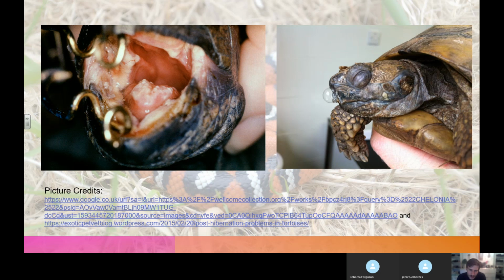But with sort of runny eyes, runny nose, in my experience, the herpes virus affected animals are far sicker than the mycoplasma infected animals, and they tend to respond less well to treatment and are more likely not to make it, sadly.